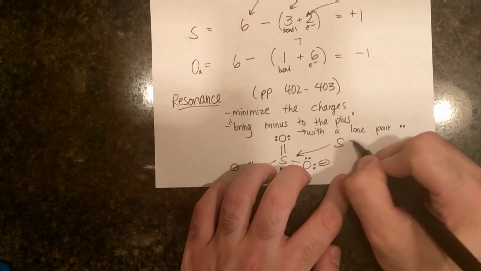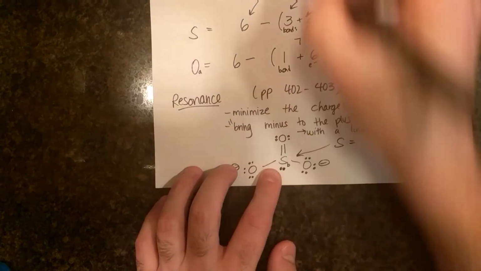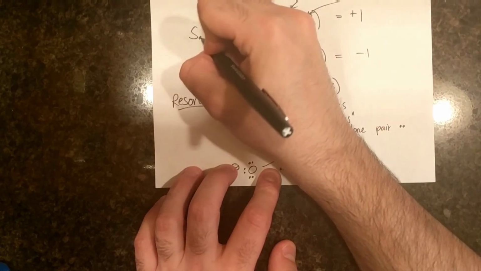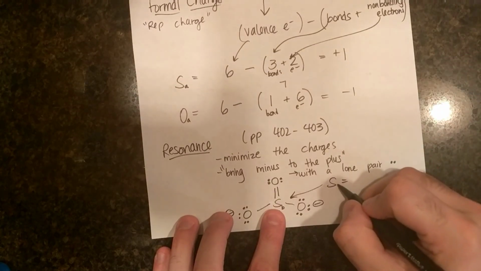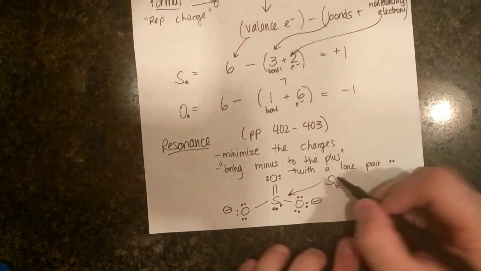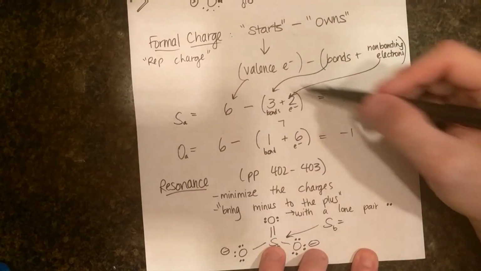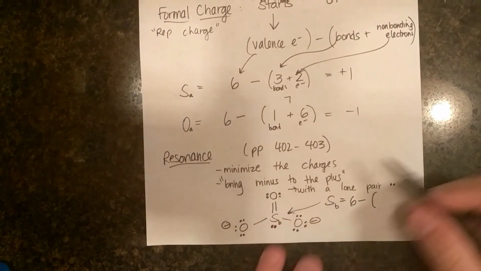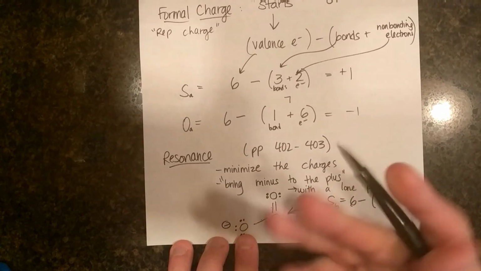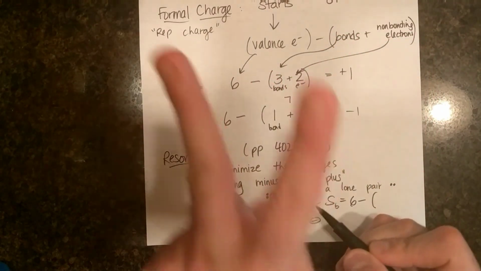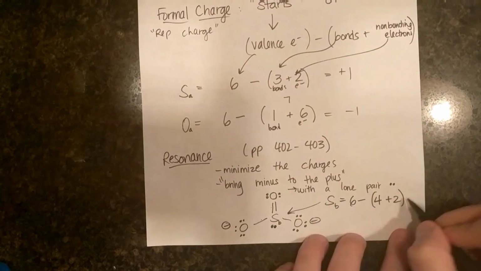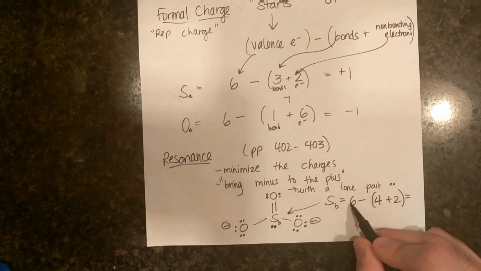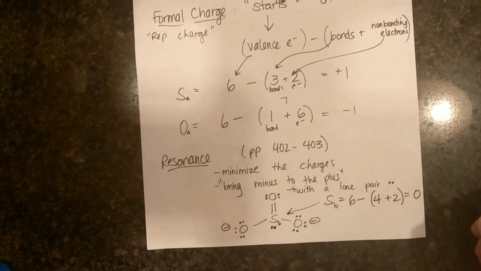Now if I want to calculate the new formal charge, let's call this sulfur B, and this was sulfur A. It's not different, but I want to show you how the formal charge will be different. It starts with 6 valence electrons still. Right now it has 1, 2, 3, 4 bonds. You count a double bond as 2 bonds. So 4 bonds plus 2 electrons. The formal charge of this now will be 6 minus 4 plus 2, 0. So it will have minimized that charge.